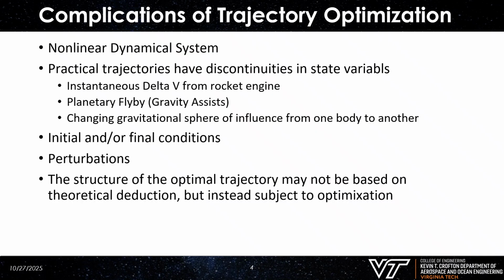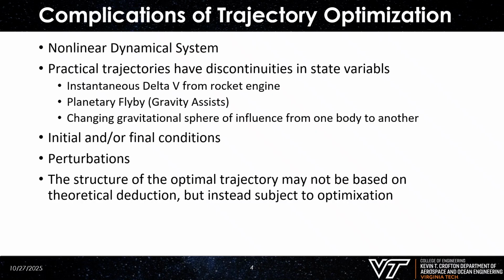You might not know the terminal conditions, either the initial or final or both of those conditions. For example, for an interplanetary trajectory, the positions of the departure and arrival planets will depend on those terminal times, and that is a value you can optimize for.